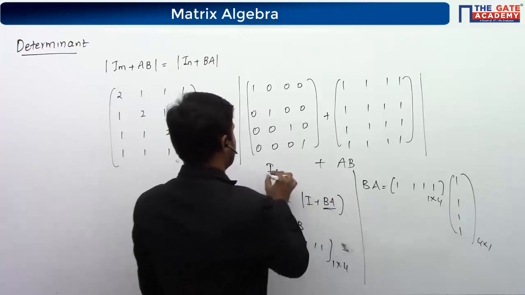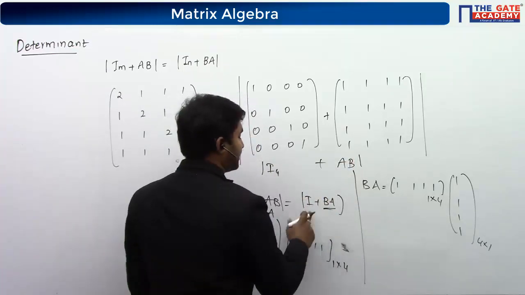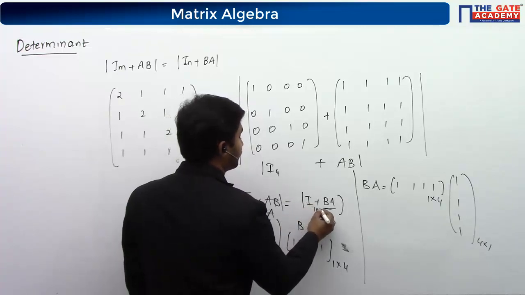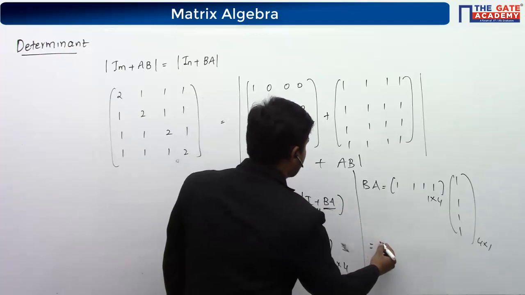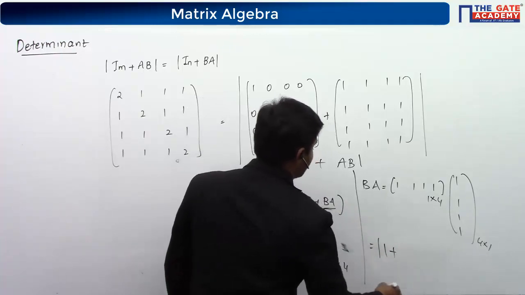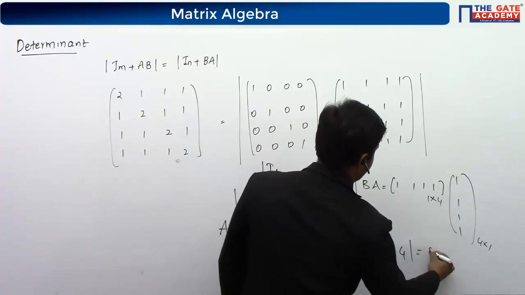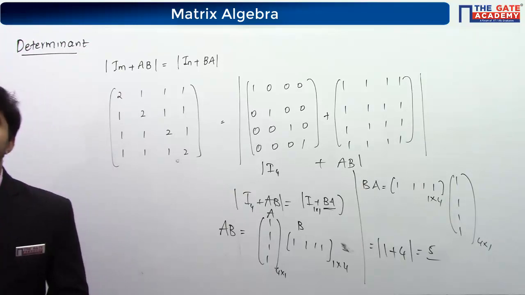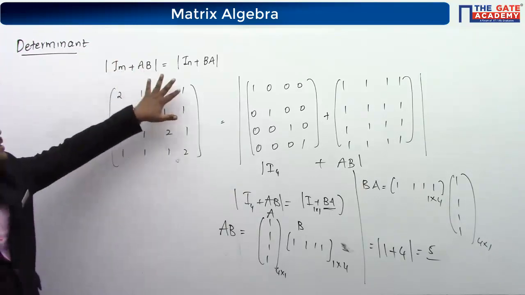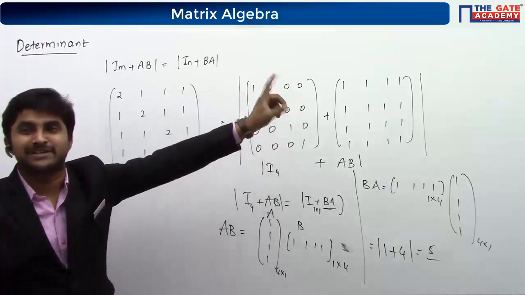So here the determinant of I into AB should be equal to determinant of I into BA. So here I have to take the identity matrix of 1 cross 1. So identity matrix of 1 cross 1 is nothing but 1 itself, plus BA will be 4, which is 5. So the question is framed in such a way that you have to use this property. I plus AB is equal to I plus BA.